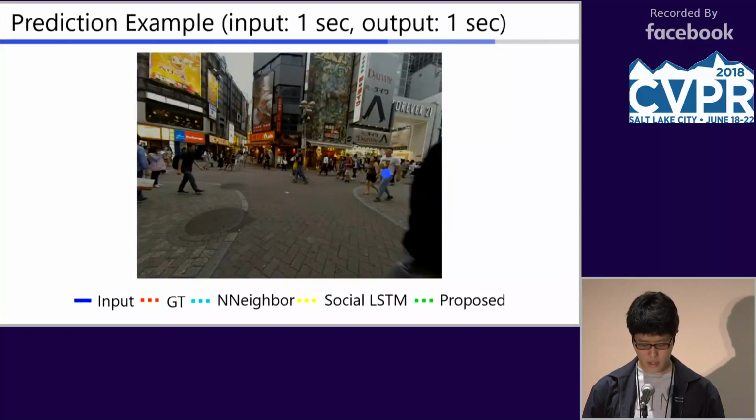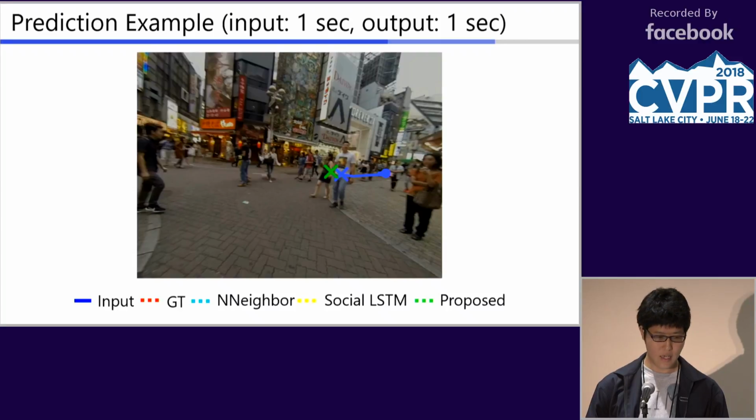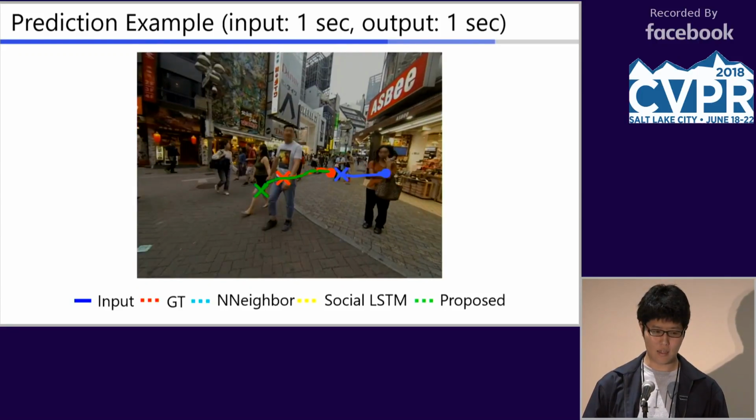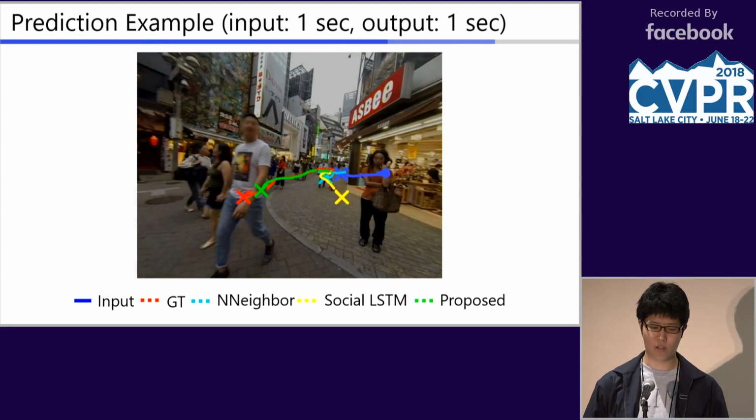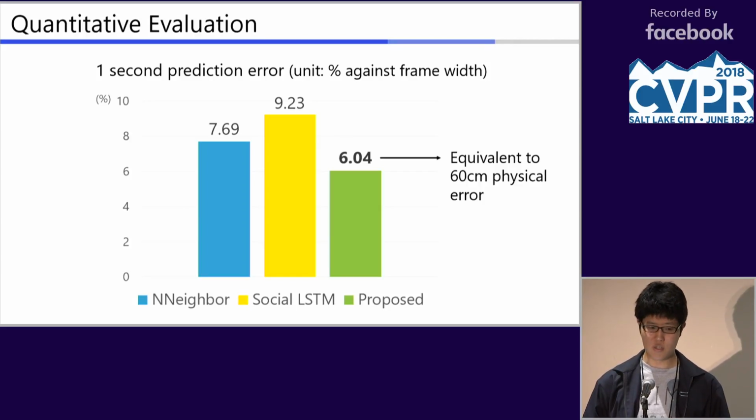Here we predict 1 second futures from 1 second input, and as you can see, even when the wearer is trying to move right, our method is able to predict the future location with low prediction error, beating the baselines such as Social LSTM. And quantitatively, our method achieved a 1 second prediction error of 6% with respect to the frame width, and this is almost equivalent to 60 centimeters in physical scale, outperforming other baseline methods.